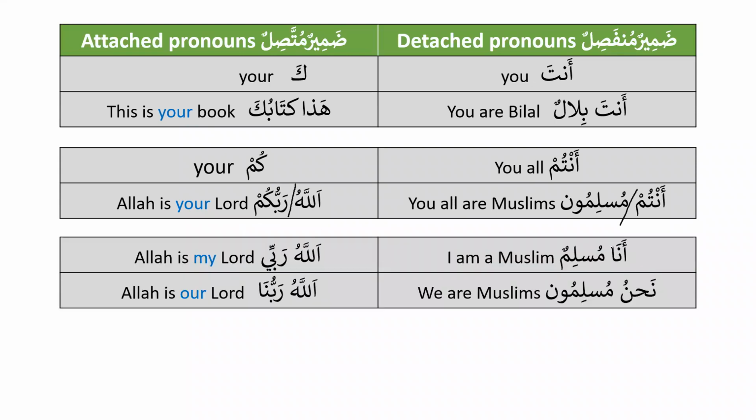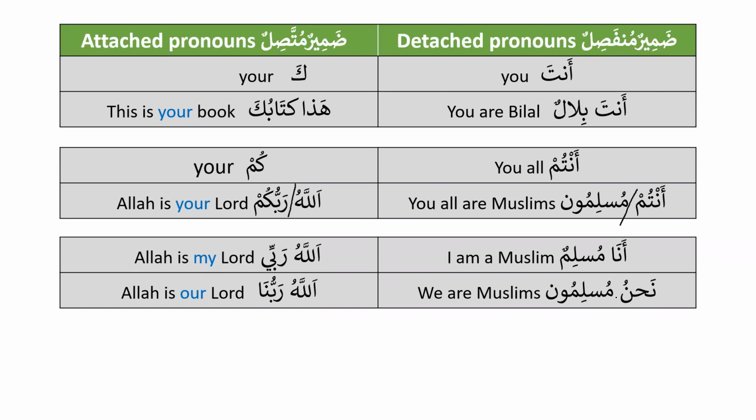Similarly, for the singular, we have learned that for singular masculine, we say ana, and we say ana muslimun, I'm a Muslim. And for the attached pronoun, we know that we use ya, and it is called ya al-mutakallim. Allahu Rabbi, Allah is my Lord.